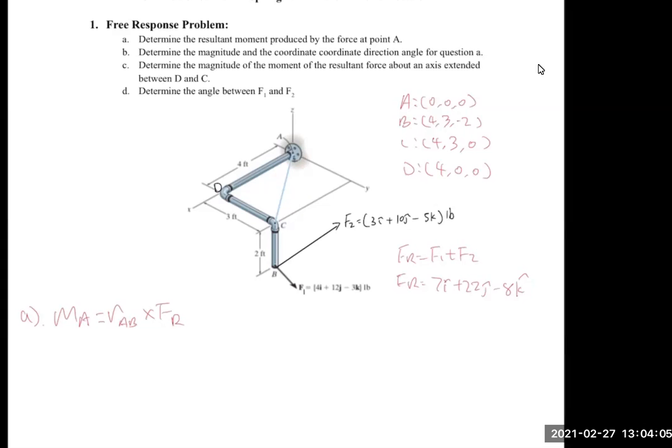So RAB is simply RA minus RB. My bad, RB minus RA.